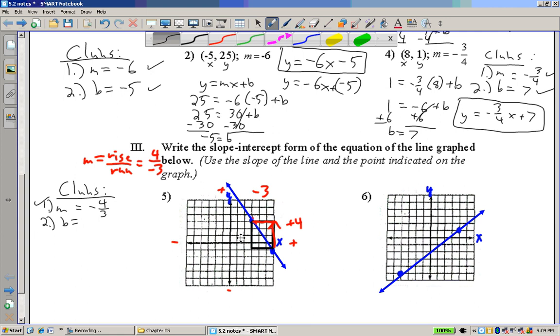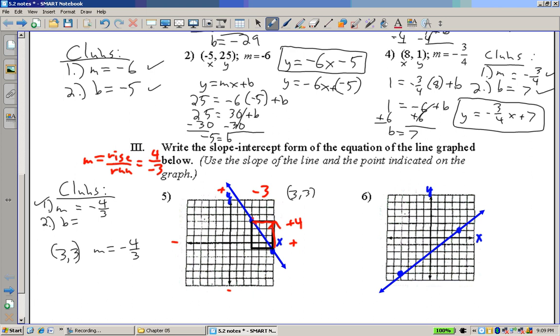Now this is the point 1, 2, 3, 1, 2, 3. So I'm going to use that point (3, 3) as part of my information here. And I also know that m equals negative 4/3. So next, I'm going to label this x and y. I'm going to plug into the slope-intercept form, the general form, y equals mx plus b. And now I'm going to fill some things in. I know that y is 3, m is negative 4/3, x is 3.